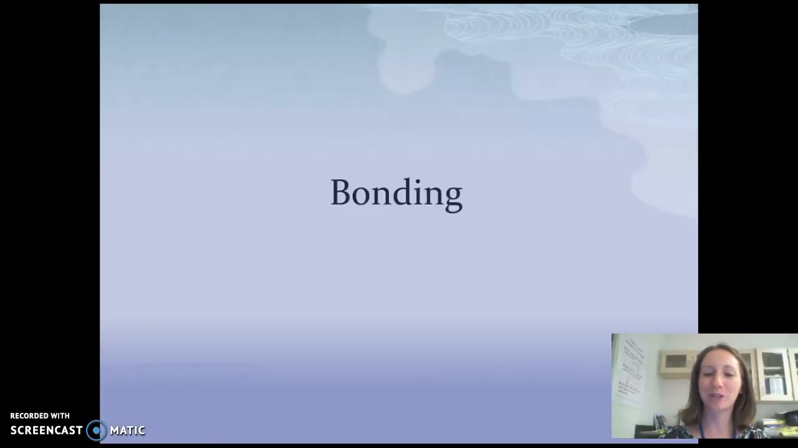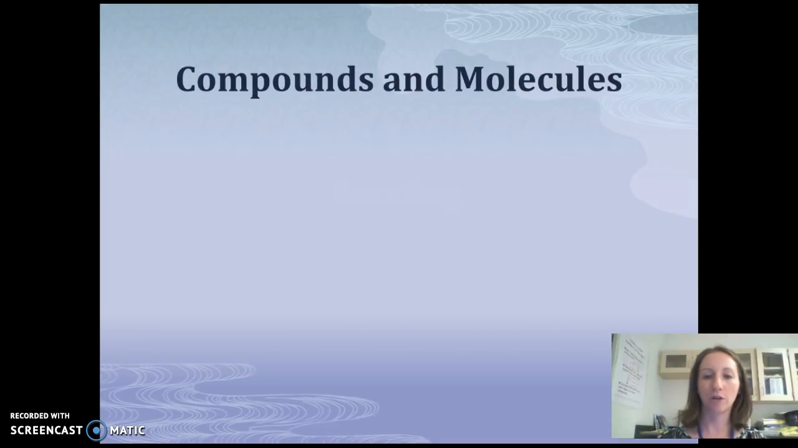Hello everyone, we're going to be talking about bonding today. So we're going to be talking a little bit about how atoms come together, how they react with one another, and talking about the different types of bonds that can form between them. So we're going to start first off by talking about compounds and molecules.